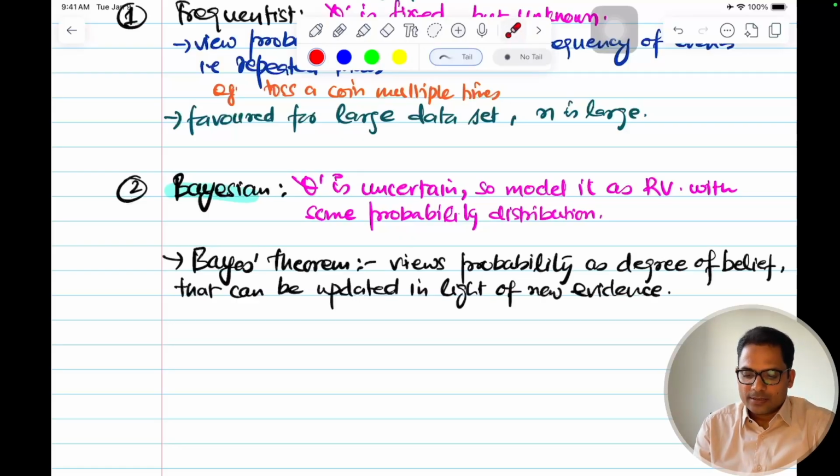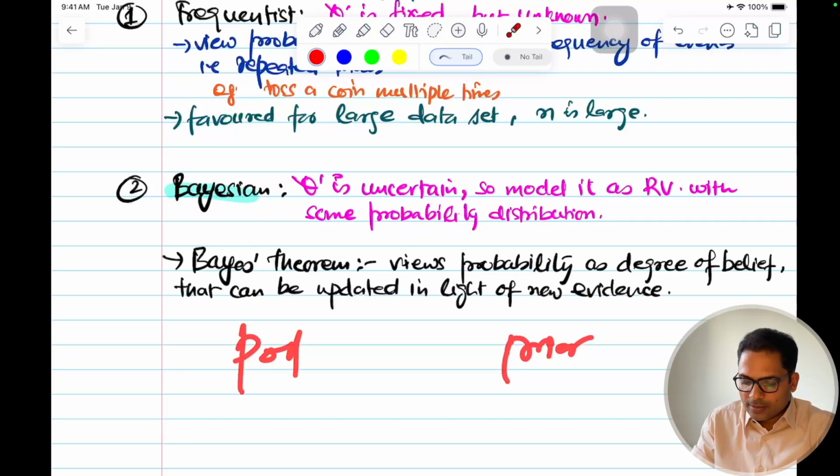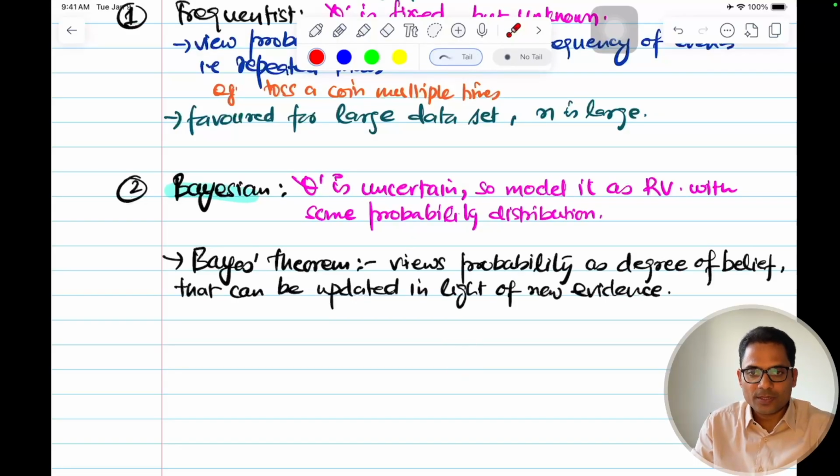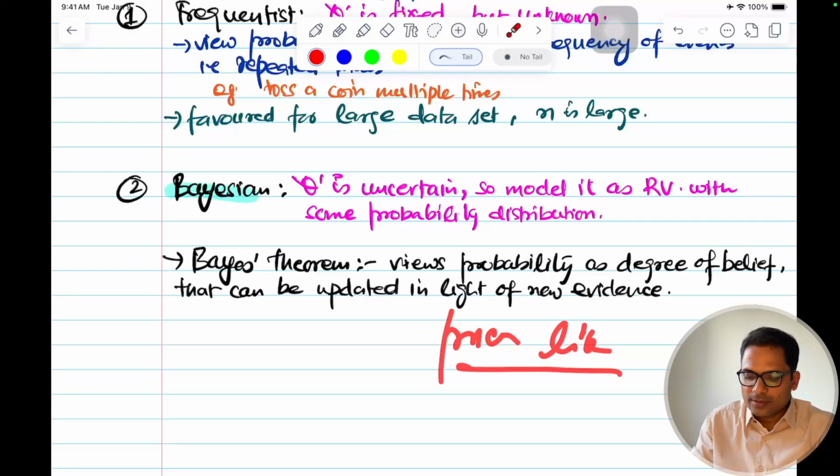Okay, so we had a prior, I hope you remember, we had a posterior, and then we had the probability of evidence, the denominator, the probability of seeing the evidence, and then this was the likelihood. Prior, likelihood, evidence, and then this was the posterior.